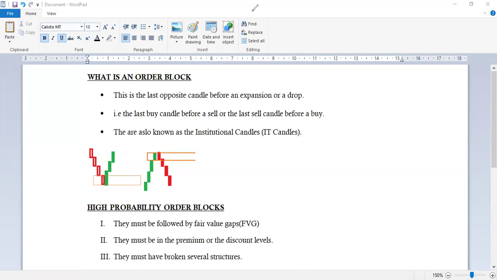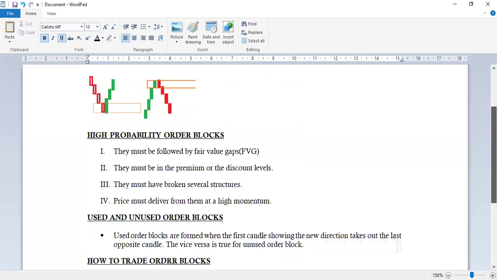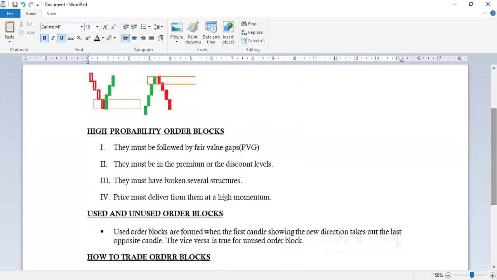Then we have some criteria for the high probability order blocks, and they must meet these criteria. They must be followed by a fair value gap. I'm going to do a video on that. They must be in the premium or the discount levels, and within these levels, they must be at the extreme levels. That is the most expensive point and the cheapest point.